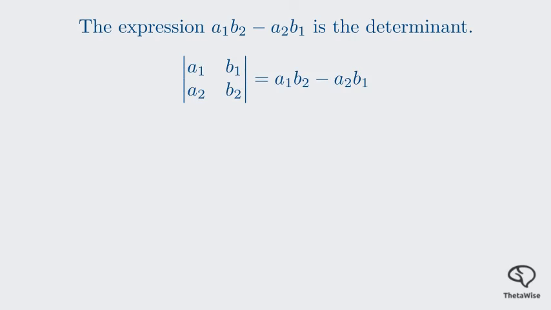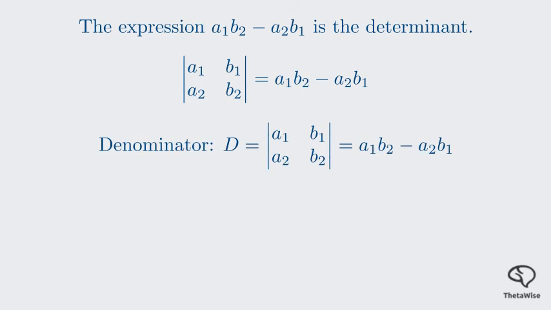The rule to calculate this is to multiply the elements on the main diagonal, a1 and b2, and subtract the product of the elements on the anti-diagonal, a2 and b1. Main diagonal product minus anti-diagonal product. That gives us a1b2 minus a2b1. So we can now write our complex fractions using determinants. First, the denominator. The denominator is the determinant of the coefficient matrix. We'll often call this D for the system's determinant.